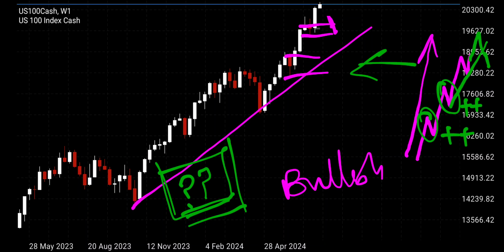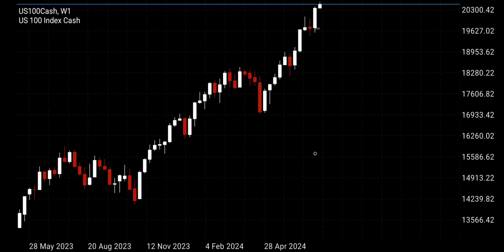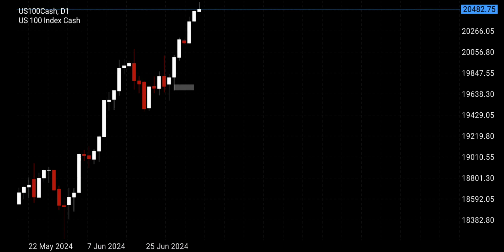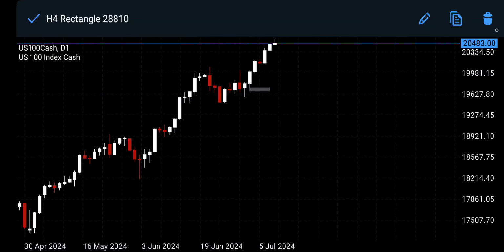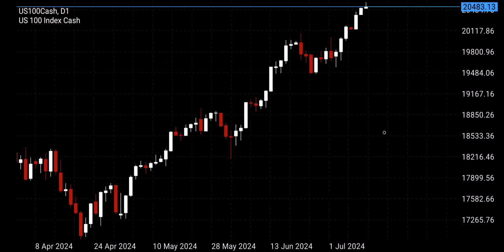You see, that's what I'm saying. For as long as the key structures are being respected, you are more than welcome to keep on trading in that one direction. So let's see what we have on daily. We're most probably going to be having the same thing. So yes, this is our daily chart, right? And the trend is the same.